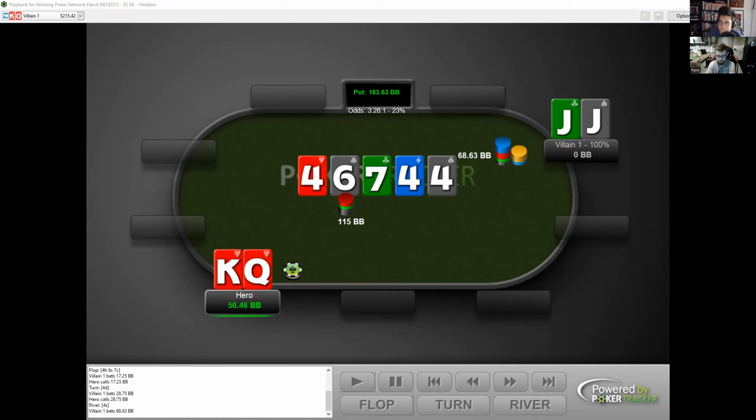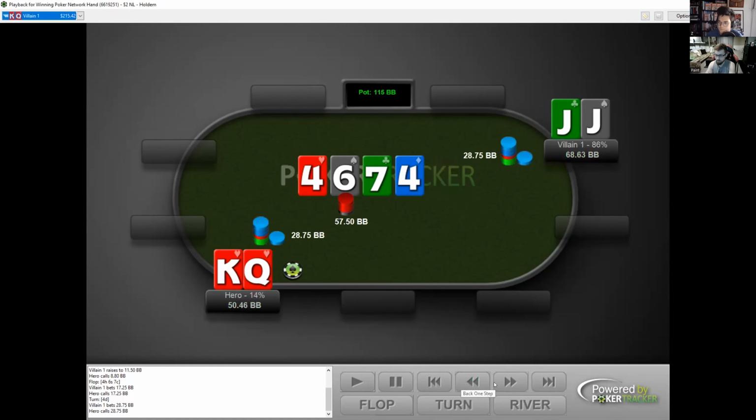If I had the hand back, I would fold turn, but I did not. I wanted to go over it because I thought it was a mistake. That was my thought process. Turn is probably also a fold as well. I think you're reading it a bit too much.